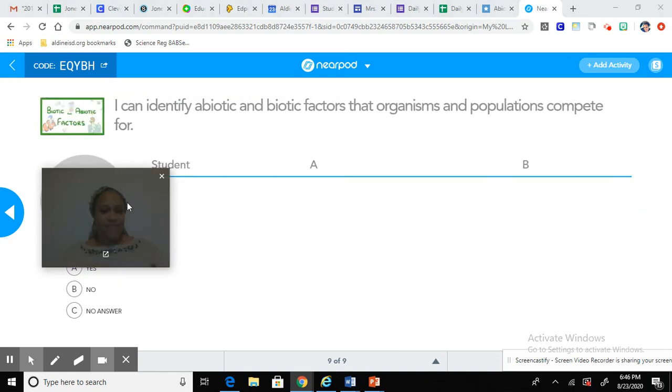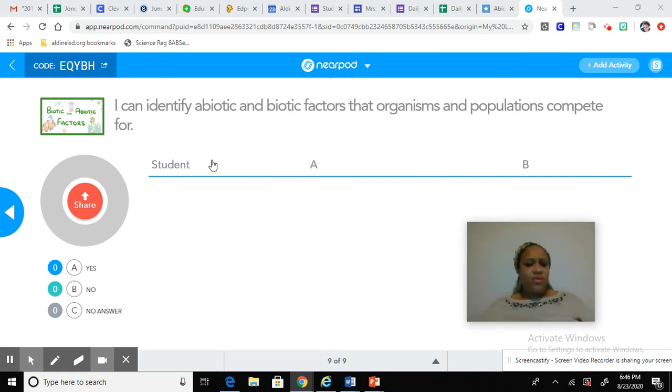And then, last but not least, I want you to answer this poll question. Can you identify abiotic and biotic factors that organisms and populations compete for? I mean, are you tired of hearing about abiotic and biotic by now? Okay, hopefully not because you're going to hear it all week. Okay, so get familiar, have fun. I can't wait to see what you all doodle up. I love to watch everyone's interaction. So please make sure you participate. And I do use all assignments for grades. So do your best. Okay. That's all I ask.